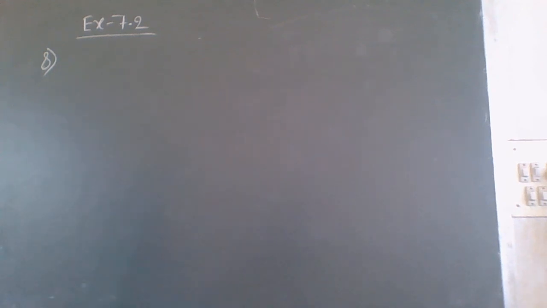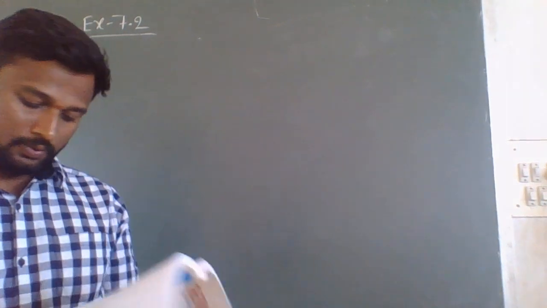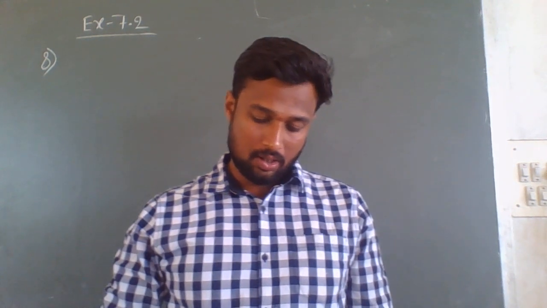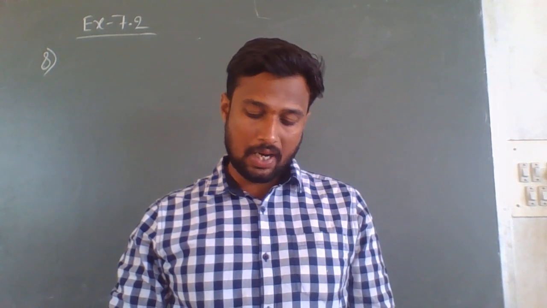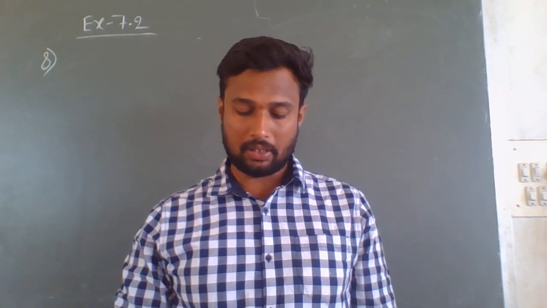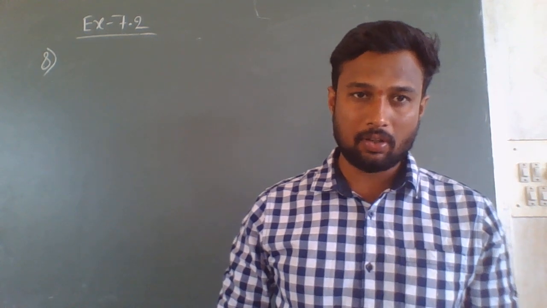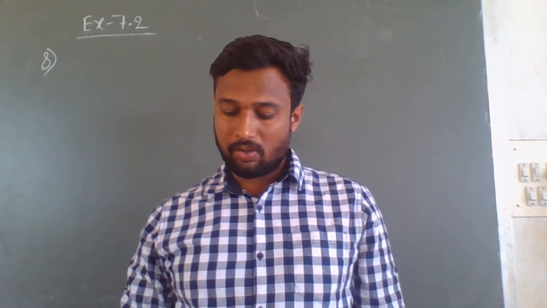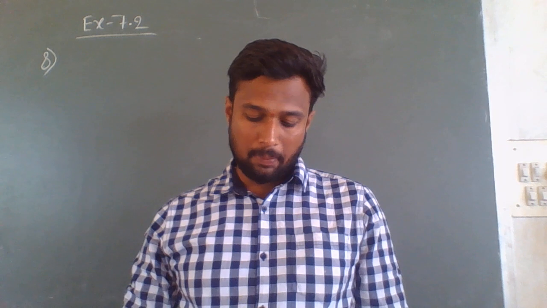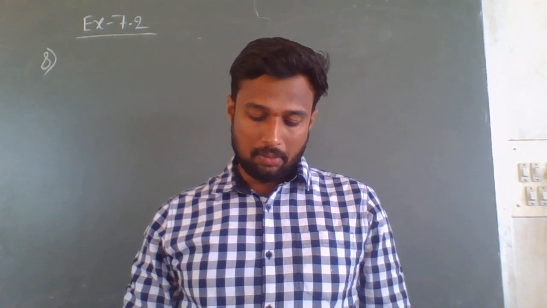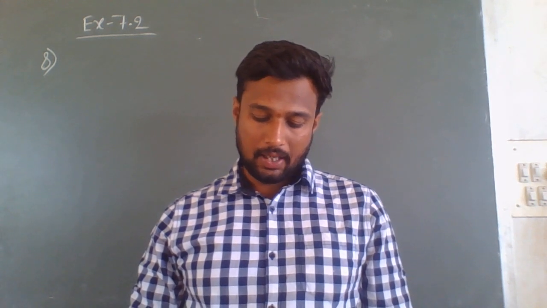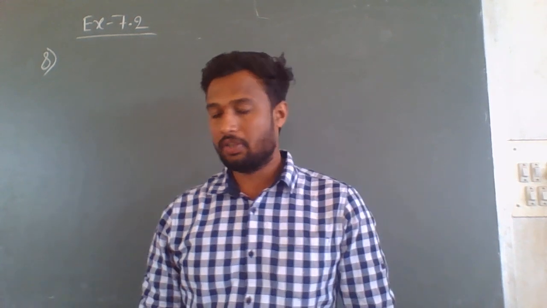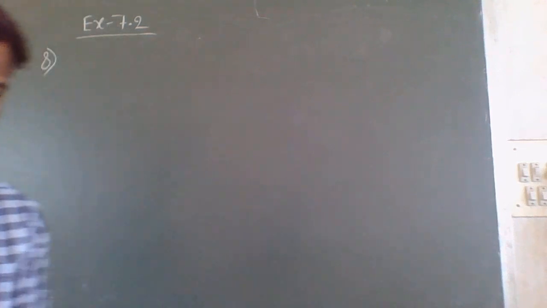So here in the 8th problem, if A and B are (-2, 2) and (2, -4) respectively, these are the given coordinates of points A and B. Find the coordinates of P such that AP is equal to 3 by 7 AB, and P lies on the line segment AB. So first we will consider line segment AB here.